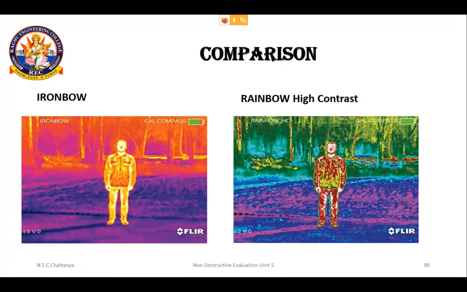Okay. So here you can see iron bow is much more vibrant, giving much more detail about your thermal changes, whereas rainbow high contrast is giving much more contrast. The contrast is very high here. So whenever high contrast is required, you'll be going for the rainbow high contrast palette. And whenever you want to find out the subtle changes in temperature, then you go for iron bow.